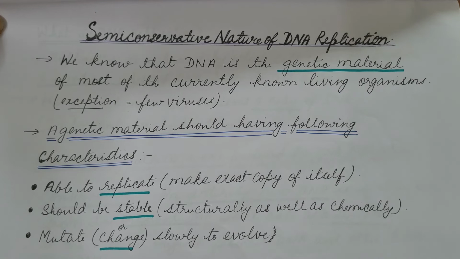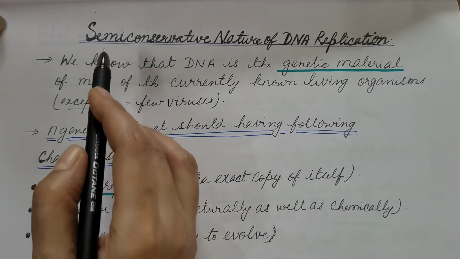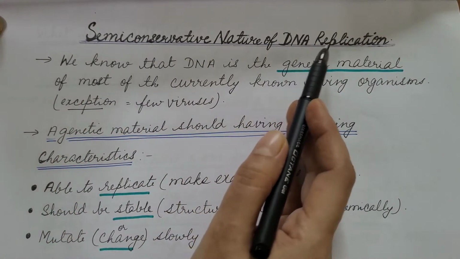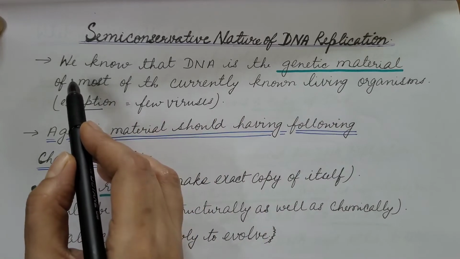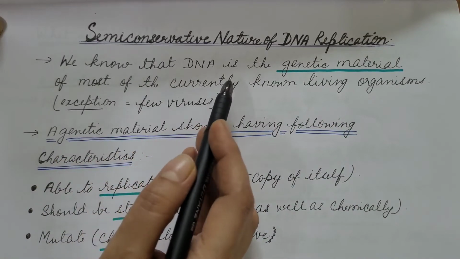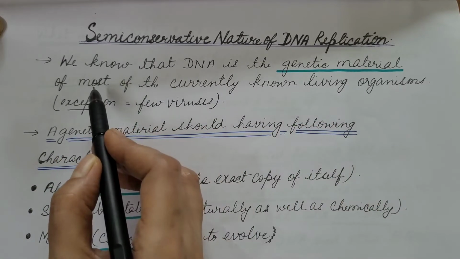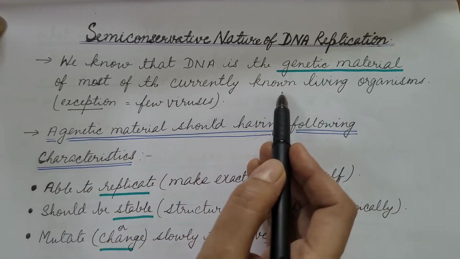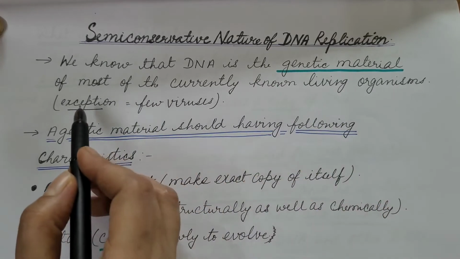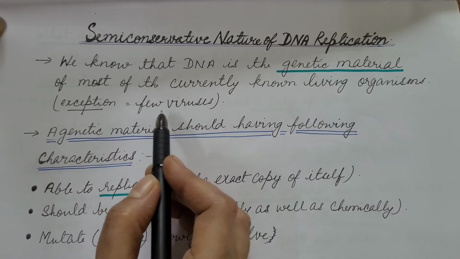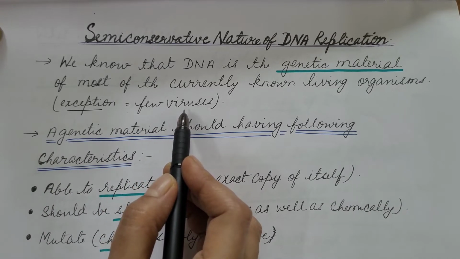Hello friends, today we are going to discuss the semi-conservative nature of DNA replication. We know that DNA is the genetic material of most of the currently known living organisms. Some exceptions are a few viruses which have RNA as the genetic material.